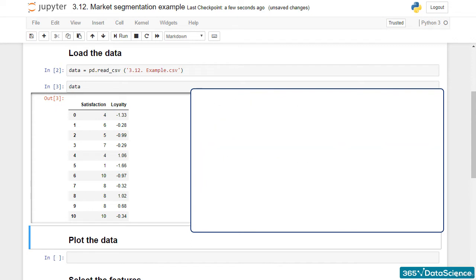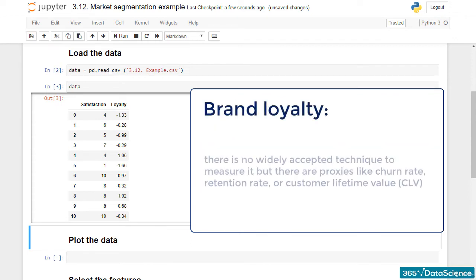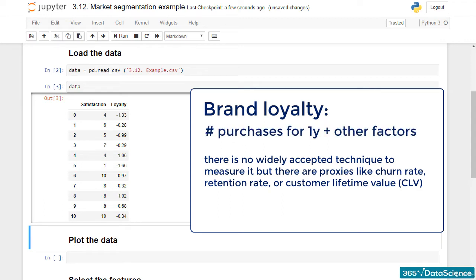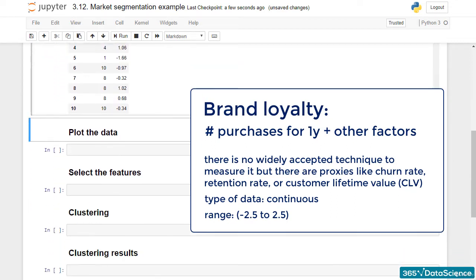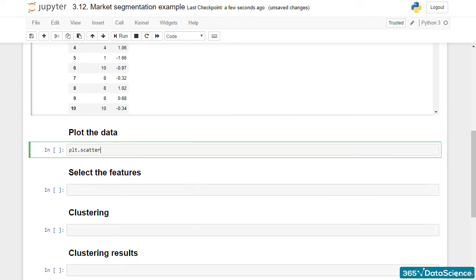Brand loyalty, on the other hand, is a tricky metric. There is no widely accepted technique to measure it, but there are different proxies like churn rate, retention rate, or customer lifetime value. In this dataset, loyalty was measured through the number of purchases from that shop for a year and several other factors found to be significant. The range is from around -2 to around 2, as the variable is already standardized. That's something that often occurs, especially when creating latent variables like this one. Okay, let's plot the data.